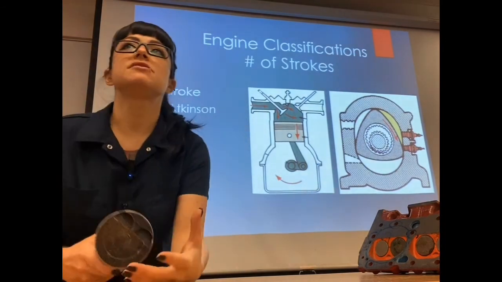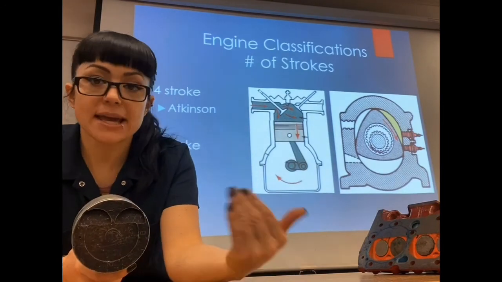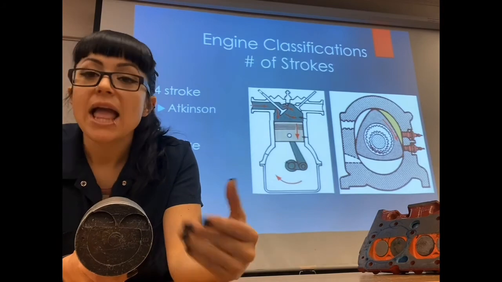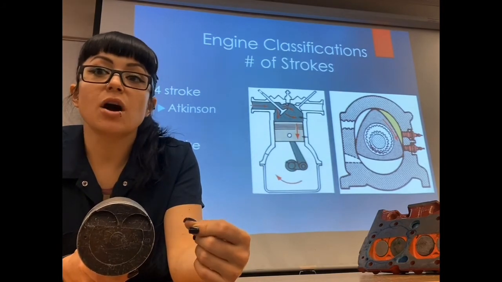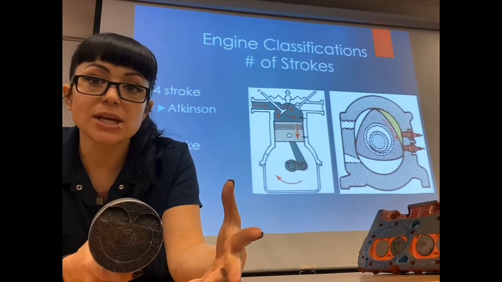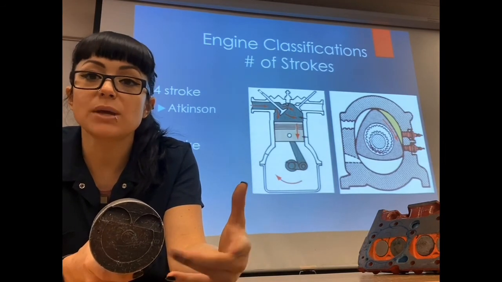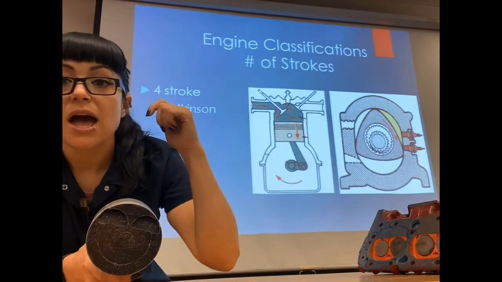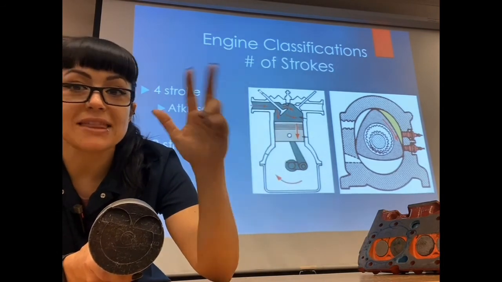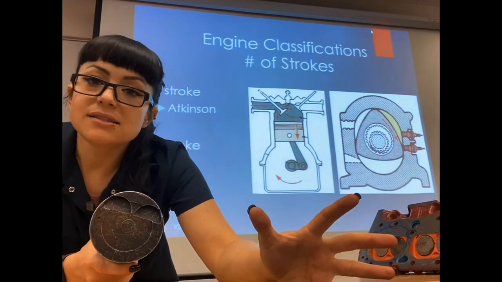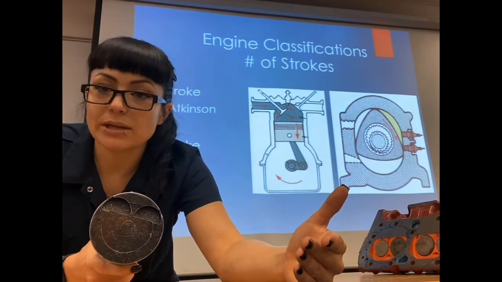We have to have some process where we are intaking air and fuel, another process where we are squeezing that air and fuel, and another process where we are igniting that air and fuel and blowing it up and utilizing that energy. And then the last process is getting rid of that exhaust gas. Four-stroke, two-stroke, rotary, diesel, they all follow that same process. The difference is how they do it.